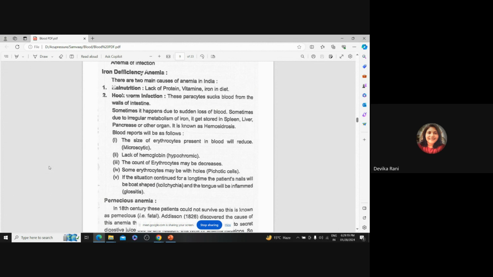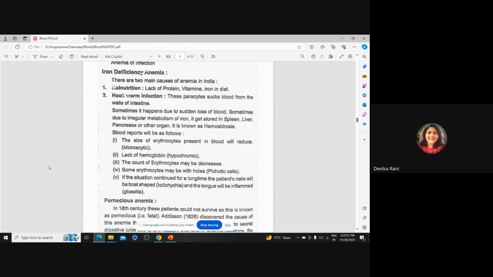So the blood reports will show the following. The size of erythrocytes present in blood will reduce. They will become microcytic. Micro means smaller. There will be a lack of hemoglobin. The hemoglobin count will be lesser. The count of erythrocytes will decrease overall. Some erythrocytes may be with holes, which are called picotic cells.